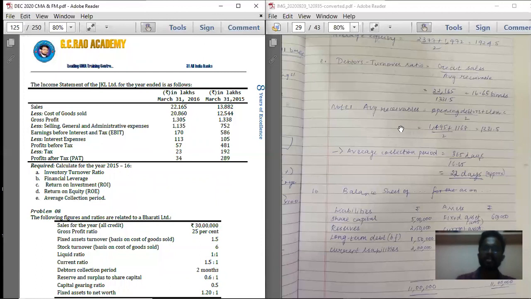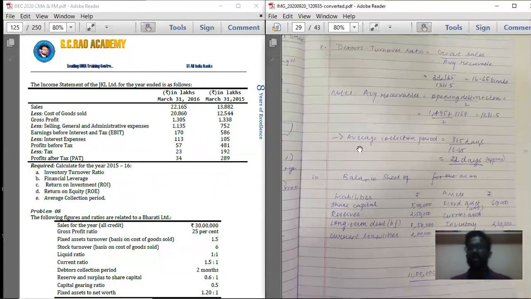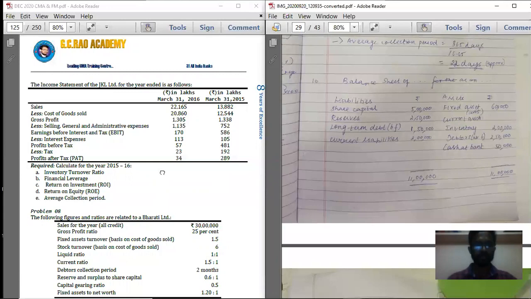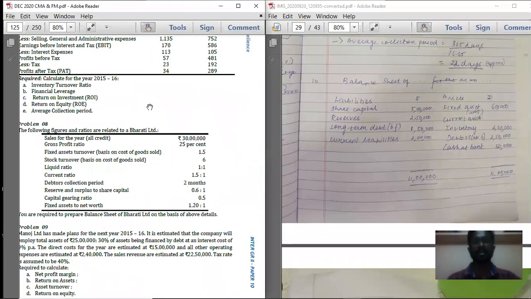So now, below that note 1, arrow mark, average collection period is equal to 365 days divided by debtors turnover ratio, 16.65. So 365 divided by 16.65 is approximately 22 days. With this we have completed problem number 7.